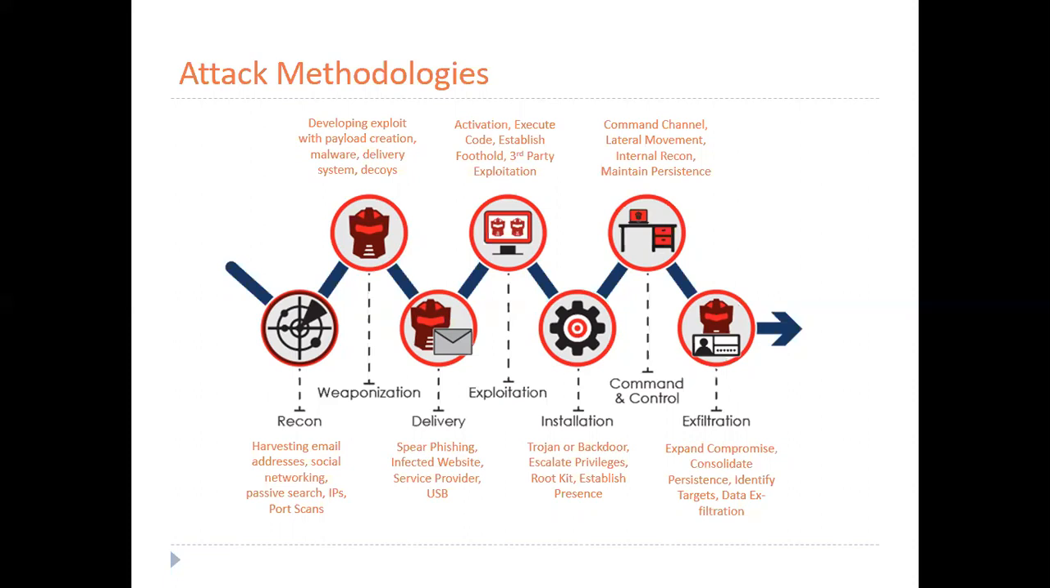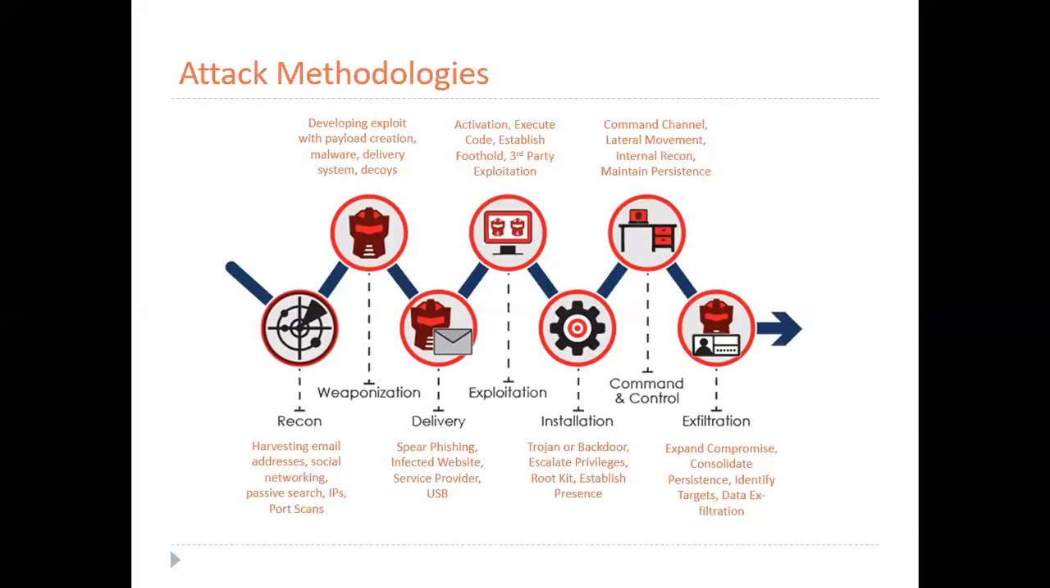Usually, what are the methods you can use to deliver these tools? Spear phishing, infected websites, service providers, USB. Once you choose how you are going to deliver this, you can move to the next phase, which is activation or execution. You deliver a spear phishing email along with an attachment, using some tools to evade detection. The end user downloads that PDF file, double clicks on it, and the PDF file is executed. After execution, the attacker gets access to the system.